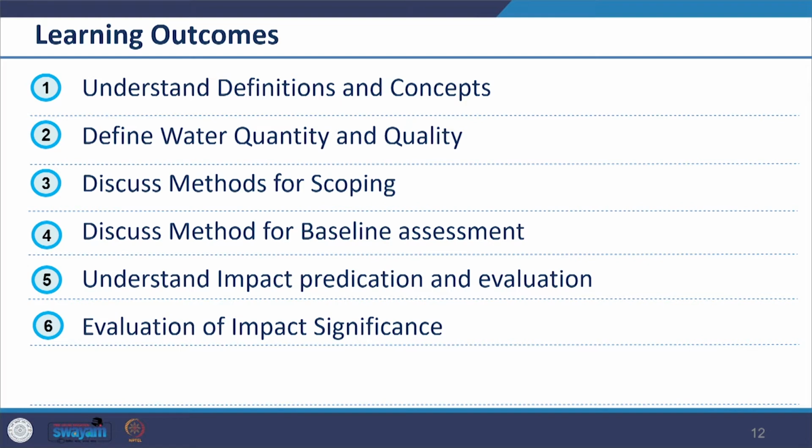You should be able to use methods for baseline assessments, and you should be able to identify what kind of data you will require for that. You should be able to identify possible impact prediction and evaluation methods for both indirect sources as well as direct sources. You should be able to list various softwares which are available and choose among them. Finally, you should be able to look at methods for evaluation of impact significance.